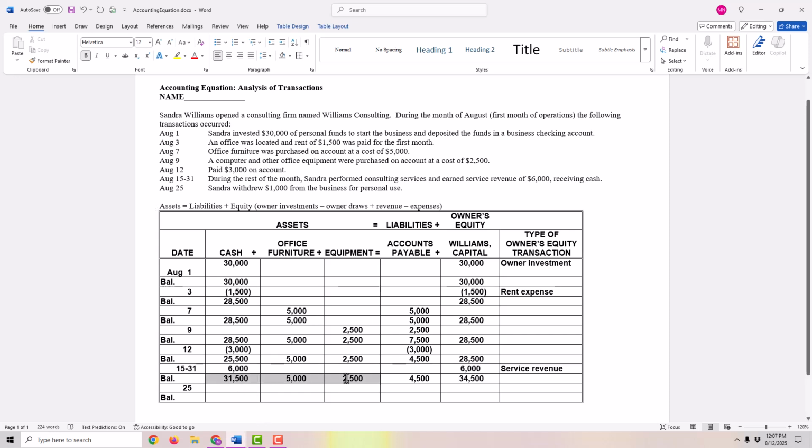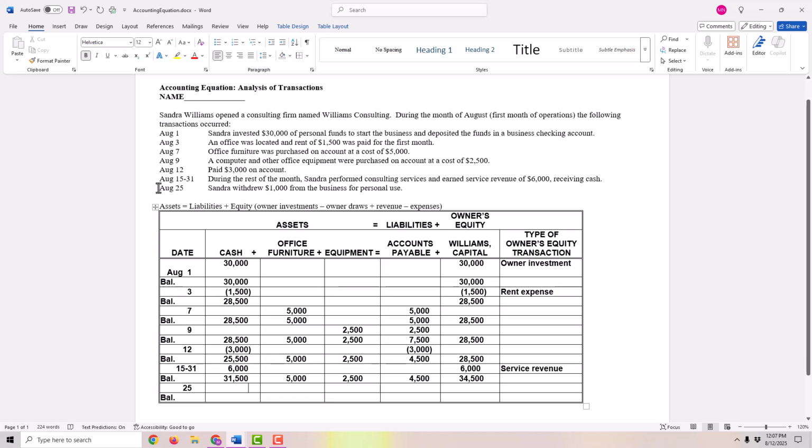And if you were to add up the numbers on the left side of the equation, you should get the same number as what you add up on the right side of the equation. So I'm just going to add that up real quick. If you were to add these numbers, you would get 39,000. And if you were to add these numbers on the left side of the equation, you would also get 39,000.